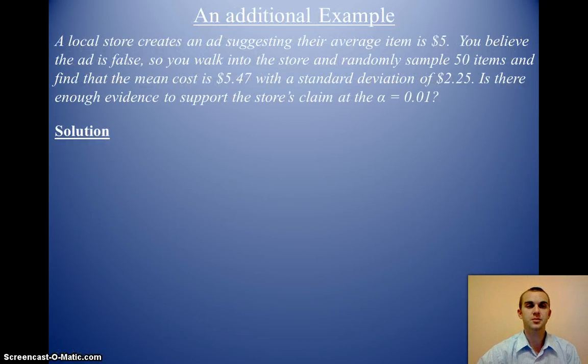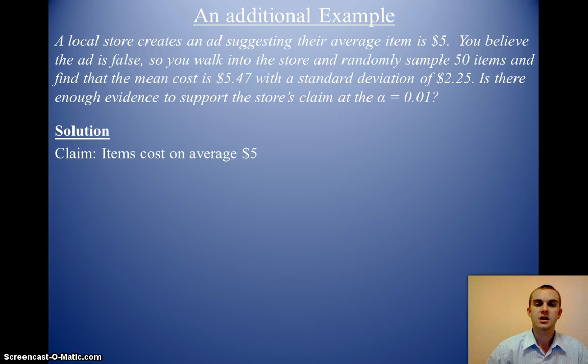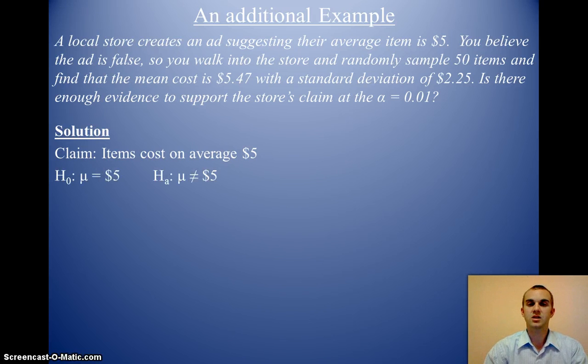Let's look at another example. Say a local store creates an ad suggesting their average item is $5. You believe that is false, so you go to the store, you sample 50 items and find the mean is $5.47 with a standard deviation of $2.25. You want to know, is there enough evidence to reject the store's claim at the 0.01 level? So the claim is that the average cost is $5. That would mean our null hypothesis is that the mean is equal to $5. The alternative would be that it's not equal to $5. So we're actually going to test the null.